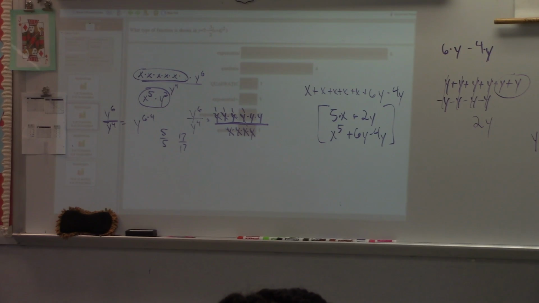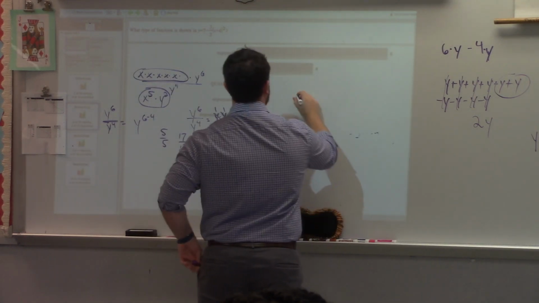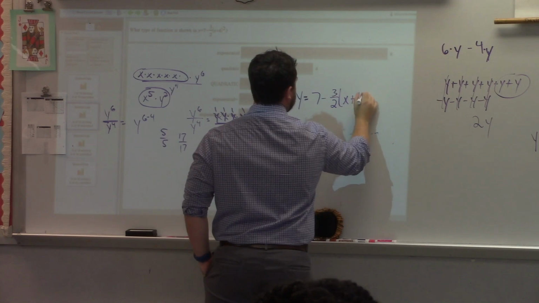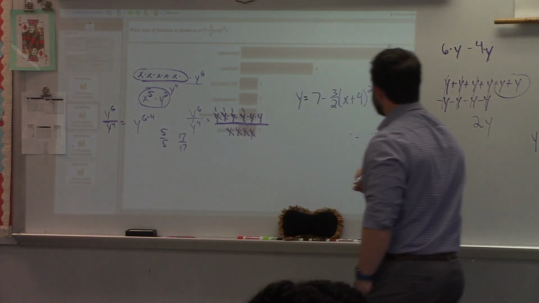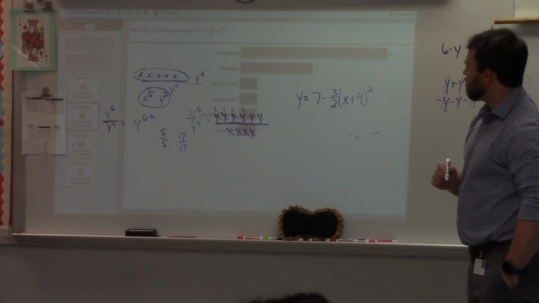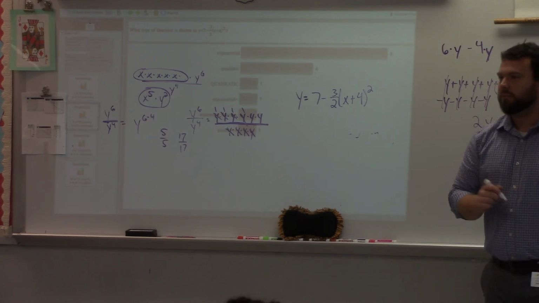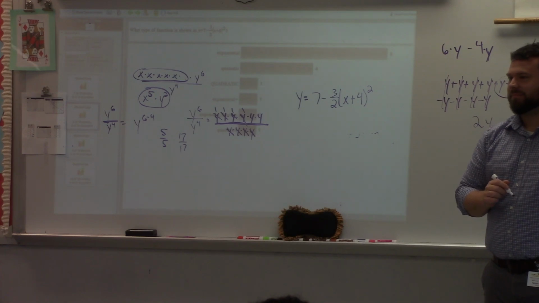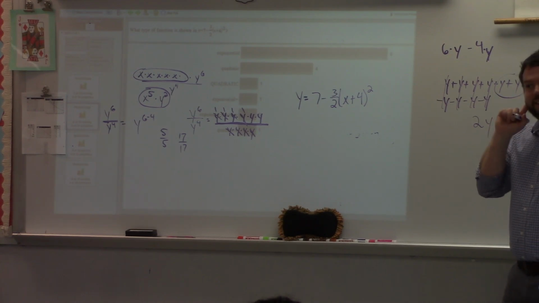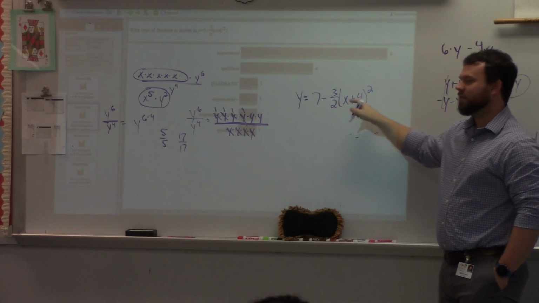y equals 7 minus 3/2 to the x plus 4 squared. Most common response that I got was that this is exponential. Y'all still think exponential? I got no linears. Why no linears? Leah, what'd you put? Okay, so why are you thinking quadratic? Because of the 2. Because of that 2? The exponent that's a 2?